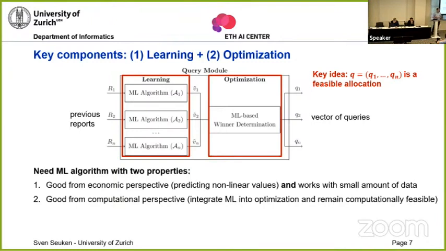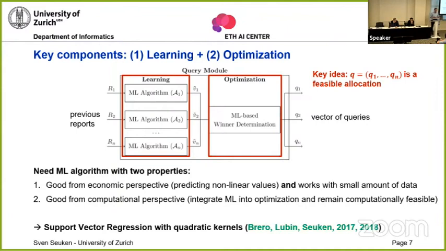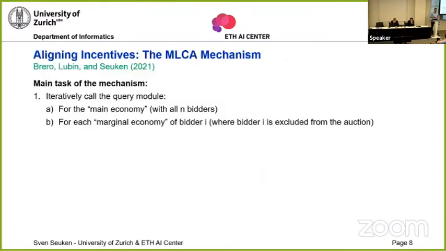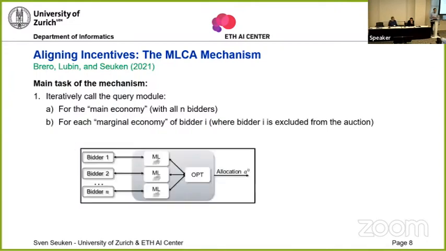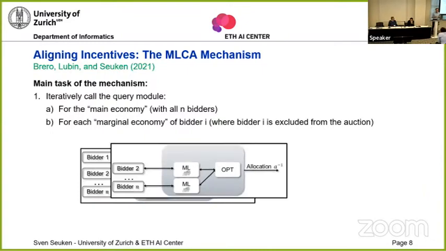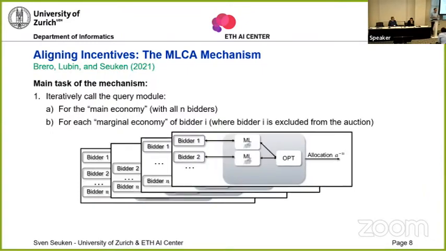And so one of our main technical contributions back then was that we figured out how to do that with support vector regression with correlated kernels. Now, in terms of incentives, we designed a mechanism back then where the main idea is kind of a textbook idea, where we iteratively called this query module that I just showed you once for the main economy with all the bidders, and then also once for each marginal economy, leaving one bidder out.